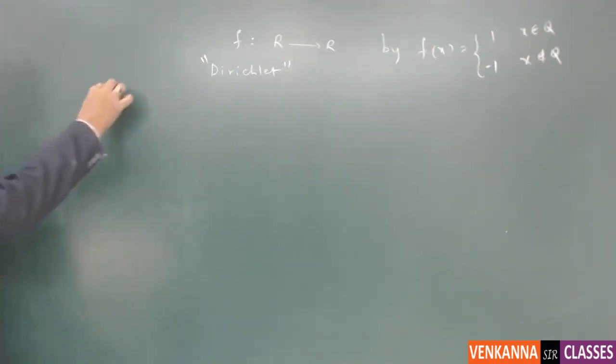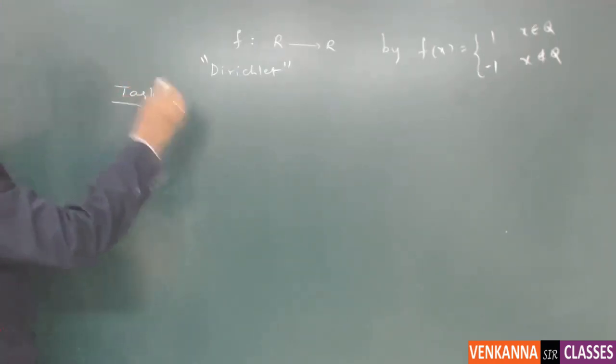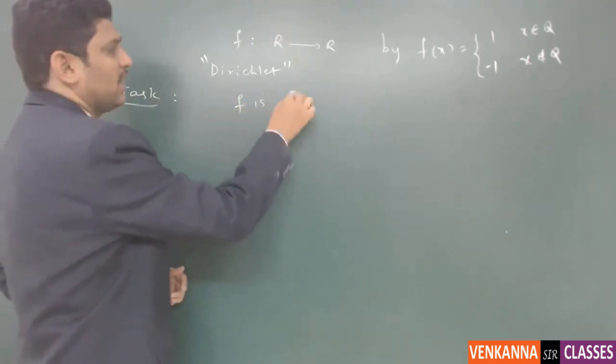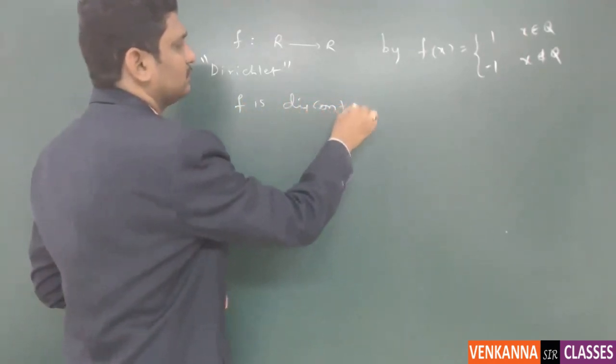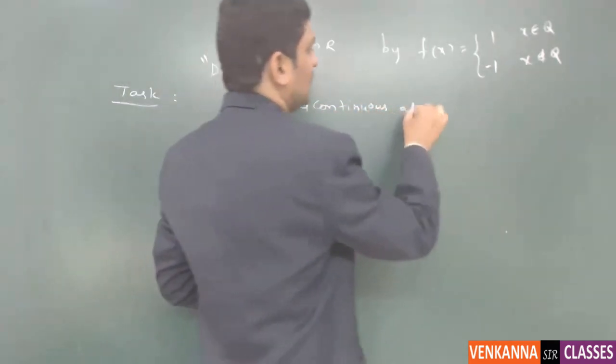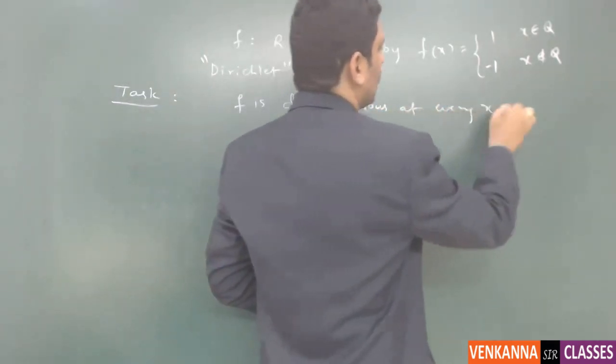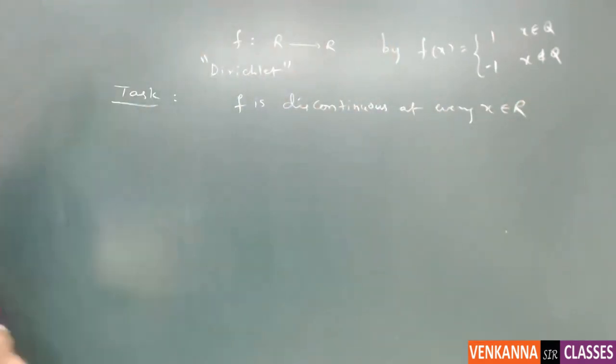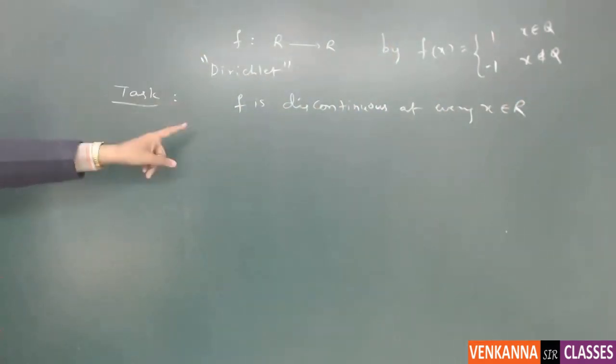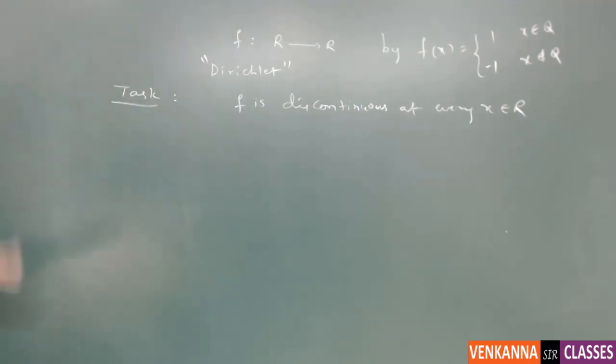And what is our task here? To prove that f is discontinuous at every point belonging to R. Whatever real number you take, at every real number f is discontinuous. That is what you are going to prove. Now see, since real numbers are infinite in number, it is not possible to verify at each and every point that it is discontinuous, right? So this technique is very useful.